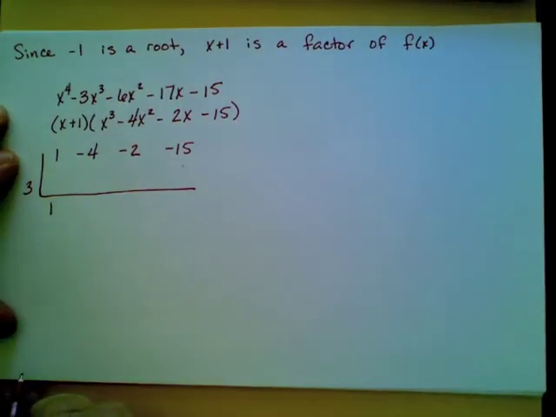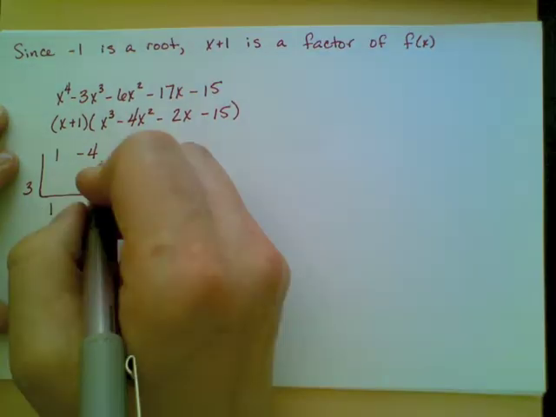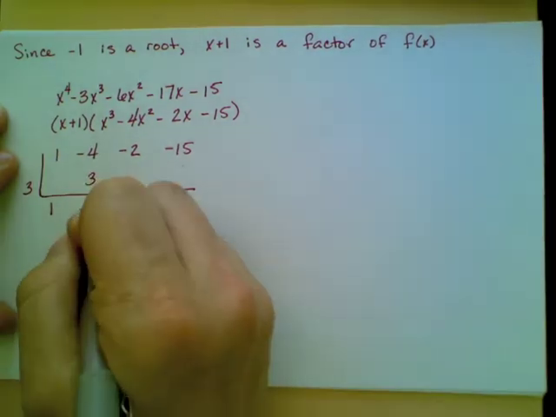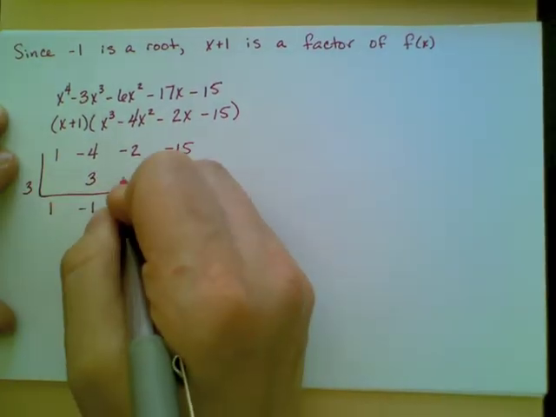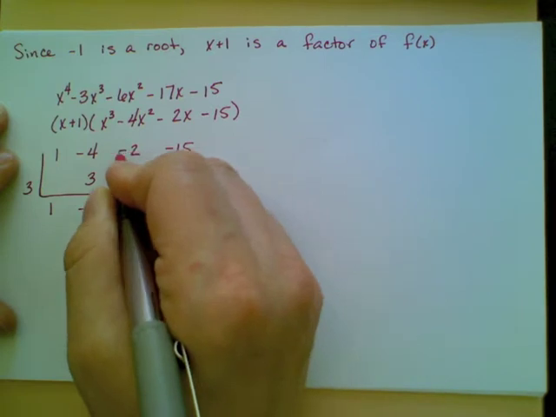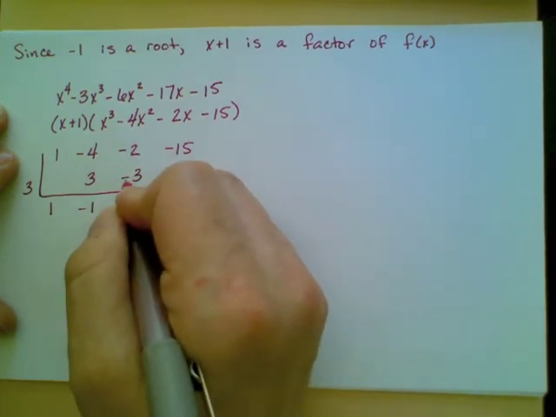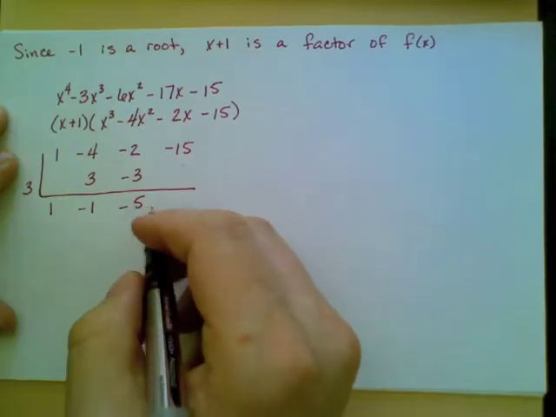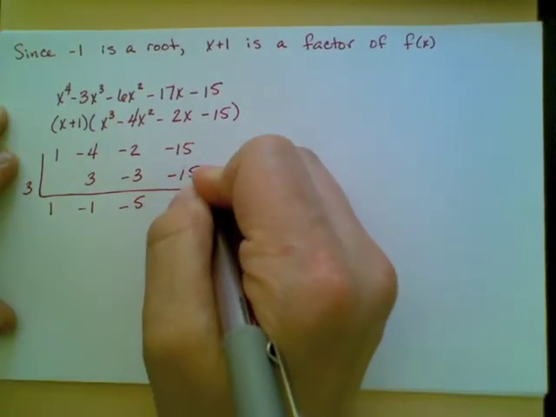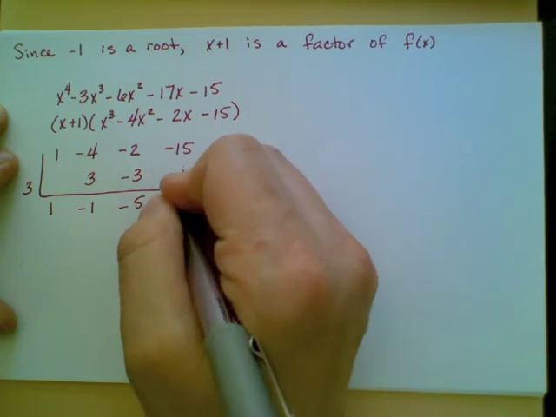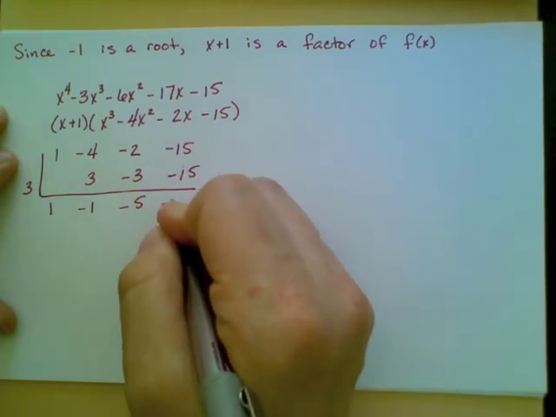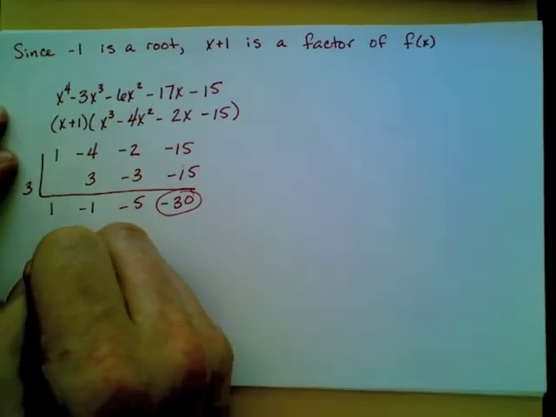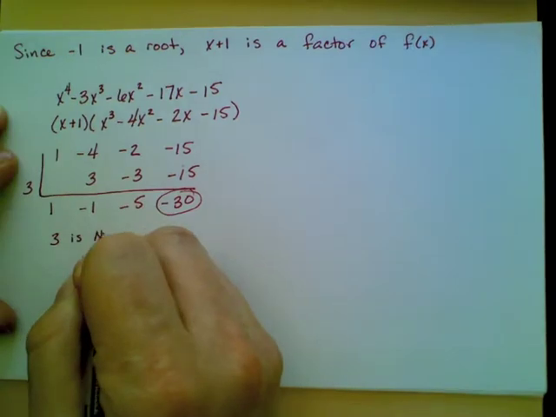I start by bringing down my 1. 3 times 1 is 3. Negative 4 plus 3 is negative 1. 3 times negative 1 is negative 3. Negative 2 plus negative 3 is negative 5. 3 times negative 5, well, that's negative 15. And unfortunately, the signs are not opposite, so it's not 0. It's a negative 30. So this tells me 3 is not a root.